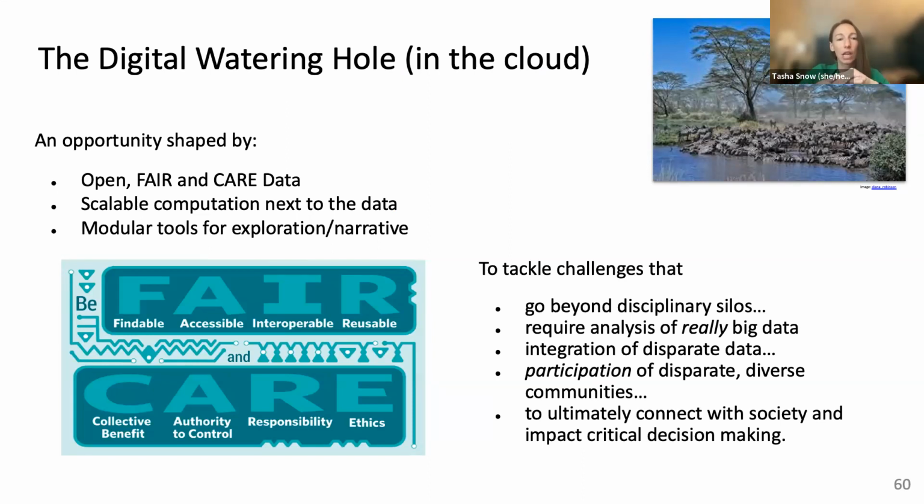They can access it in a way that is accessible for lots of different kinds of communities and diverse communities. Disparate data sources can all be looked at in the same place. And it really allows us, by putting the tools and the data in the same location, to ultimately connect to society and impact critical decision-making on timescales we've never been able to do. And so with the cloud being a place where we can really innovate in open science, we started CryoCloud.